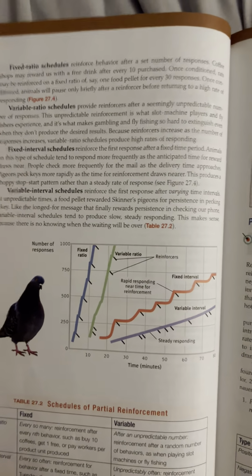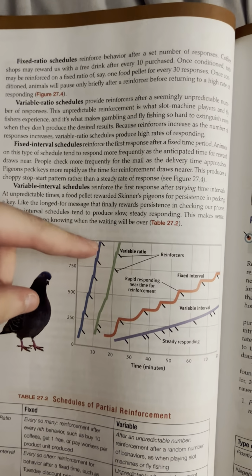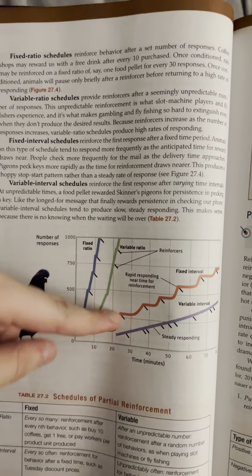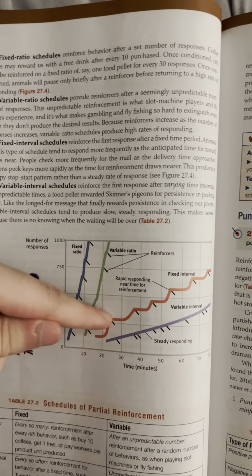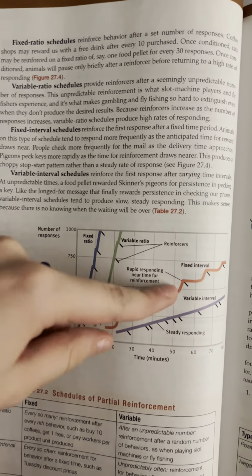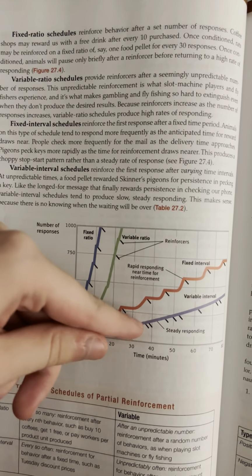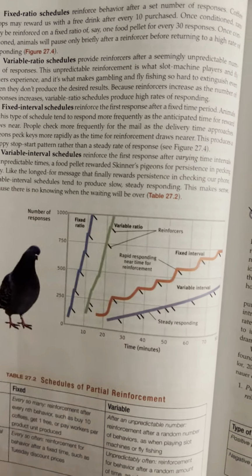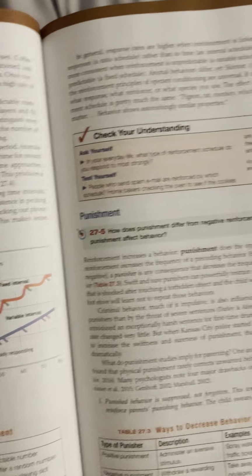So, fixed ratio, boop, boop, boop, boop, boop, boop. Variable ratio, woo, woo. Fixed interval, whoop, whoop. It's almost time, whoop. Variable interval, waiting. Steady, steady, steady, like that. Very cool. This is the same thing, it's just in chart form.